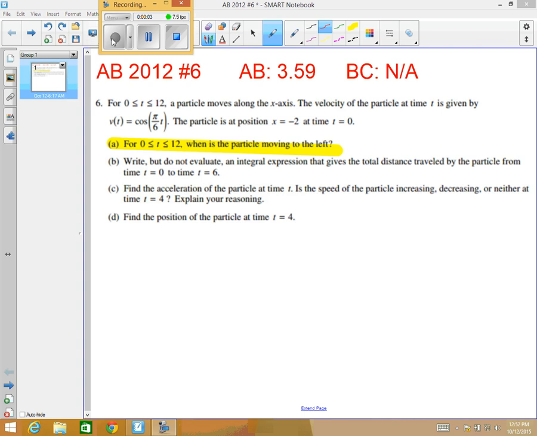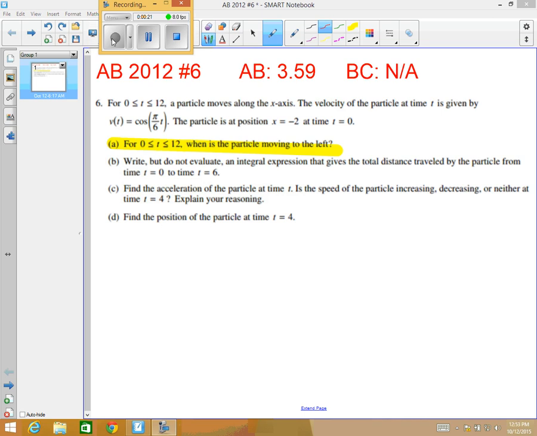2012, number 6, from the AB test. This one wasn't on the BC test. It gives you some information, a velocity equation, and it asks you between 0 and 12, when is the particle moving to the left?